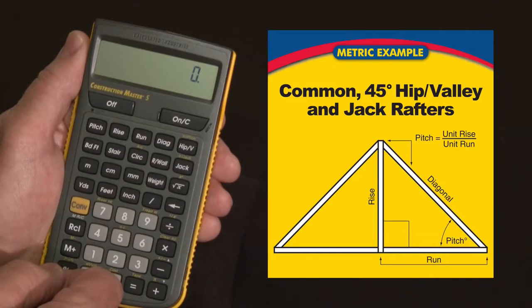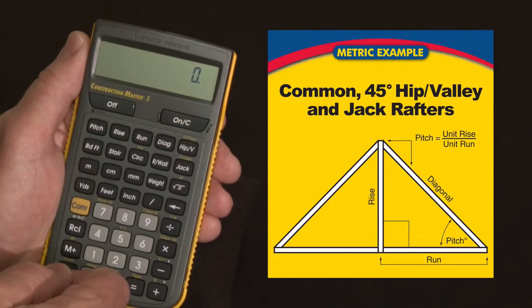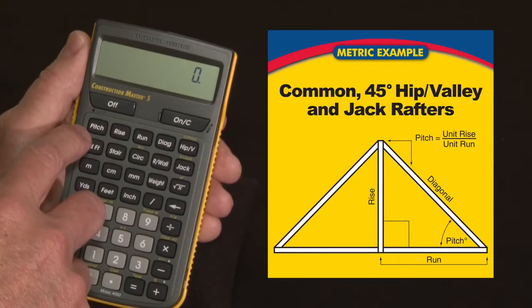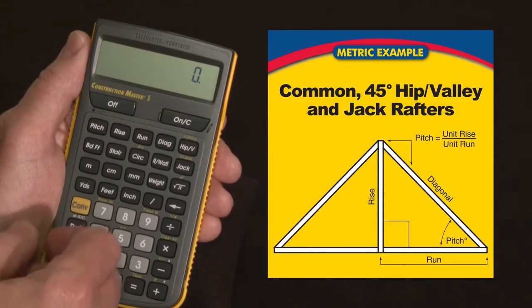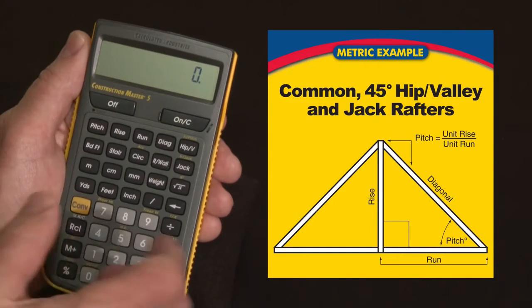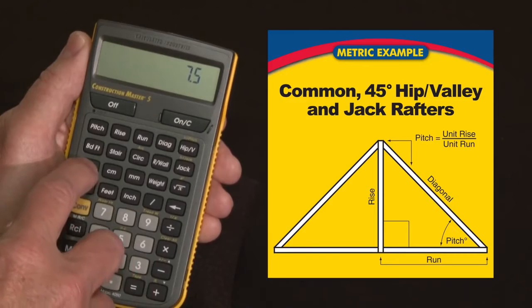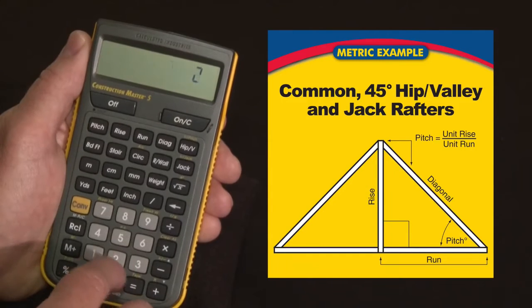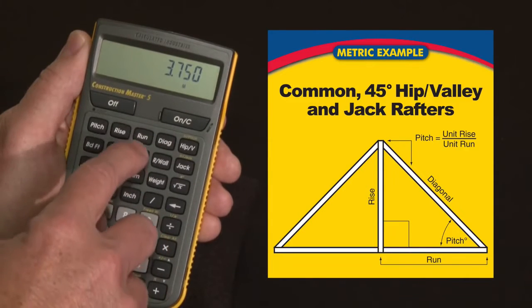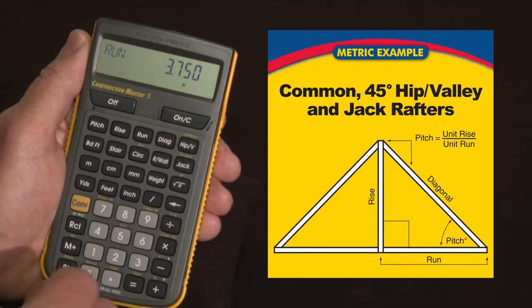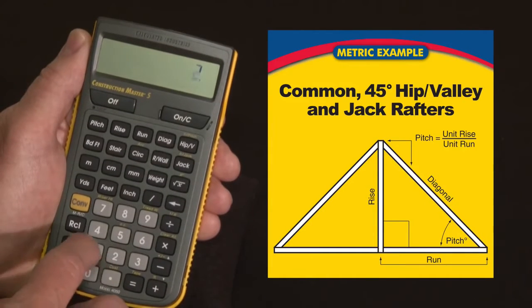So say we want to calculate the length of a common rafter, a regular 45-degree hip and valley rafter, and some jack rafters. One thing to explain here is the pitch key we use is rise over half the span of the building. So if you've got a building that's maybe 7.5 meters across, we just divide that by 2, 3.75, and we're going to enter that as our run. And say the plans say it's maybe a 2.1 meter rise.